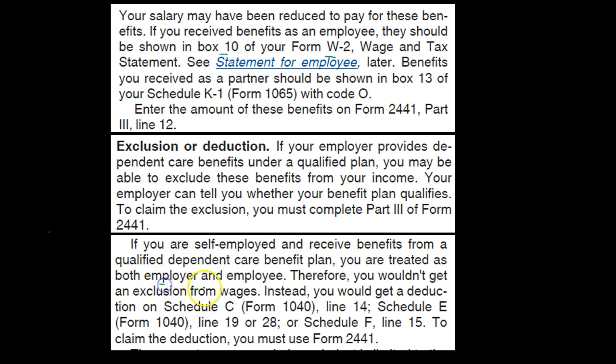So this is the case when you're self-employed and you have something like Schedule C income, then you're both the employer and the employee. You're the employer because it's your business, and you're the employee because you're probably, as a sole proprietor, one of the main workers. So the IRS considers you both in those cases. Therefore, you wouldn't get an exclusion from wages. Instead, you would get a deduction on Schedule C, Form 1040, line 14.